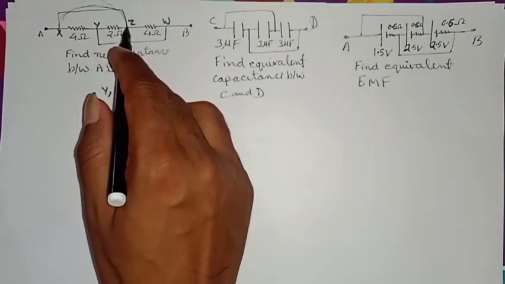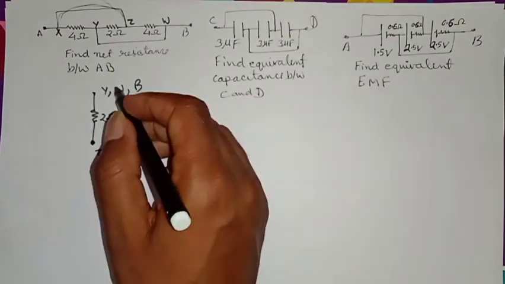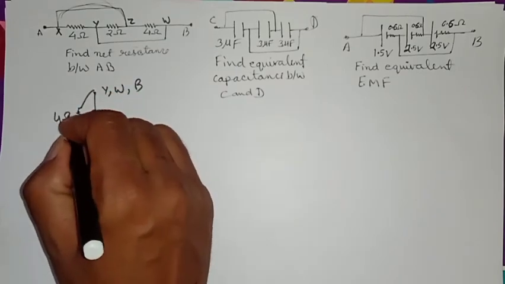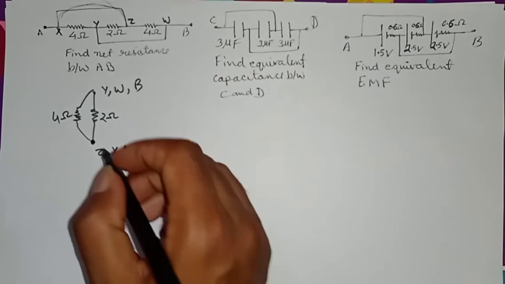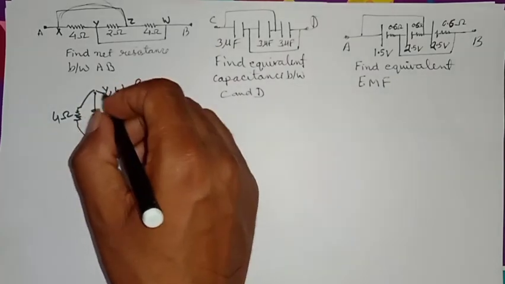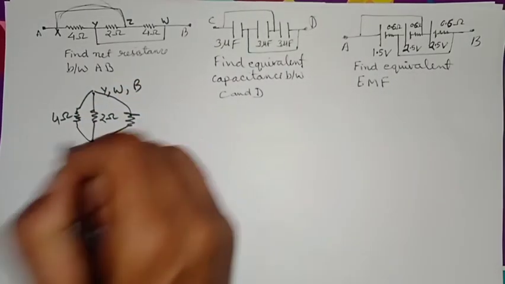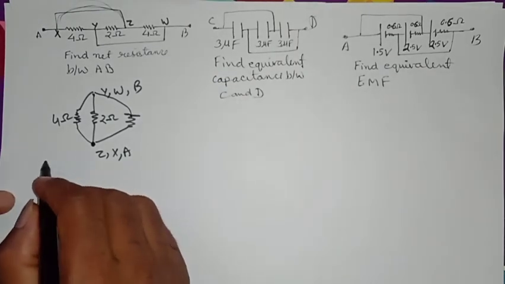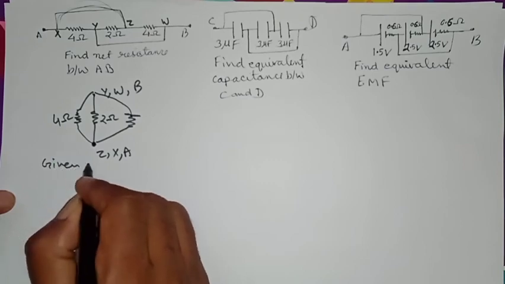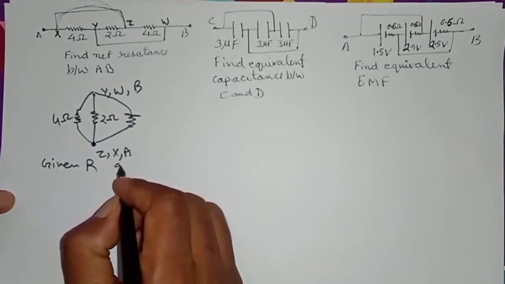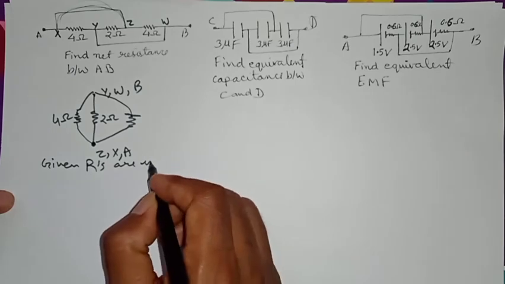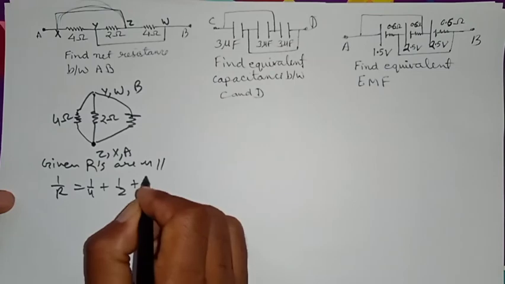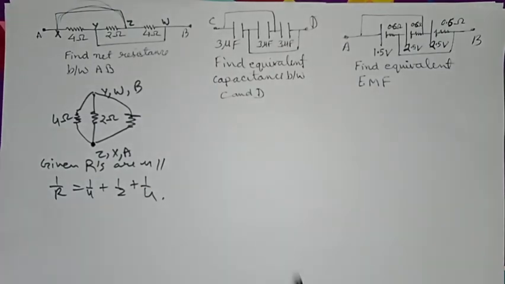Now I have to connect z with w. Z is here, w is there. I have to go through another wire. Now y with x. There is y, there is x. So the given resistors are in parallel. Same thing here and same thing here.